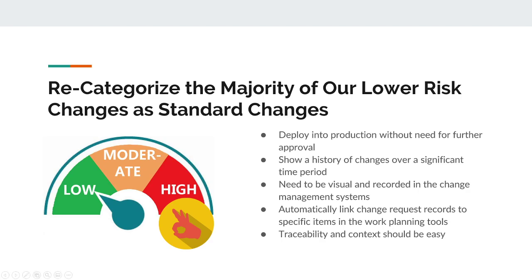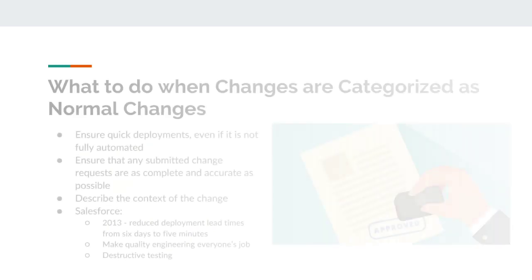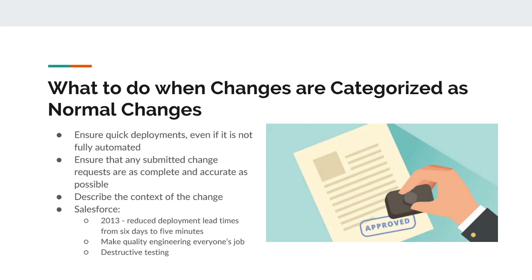Now, when you're dealing with higher risks, these would be considered normal changes, and then they want to ensure quick deployments, even if the whole process can't be fully automated. But we also want to ensure that any of the submitted change requests are as complete and as accurate as possible. This is something that CAB needs to approve before this process or this commitment can go any further.